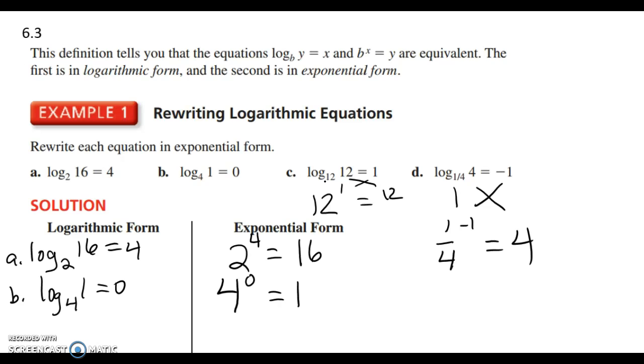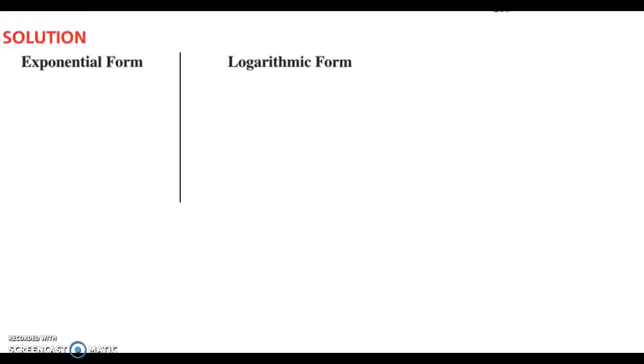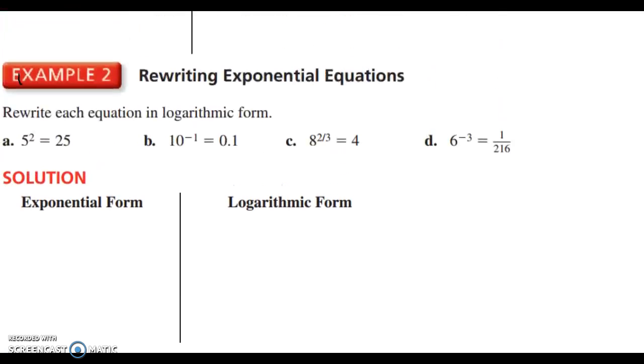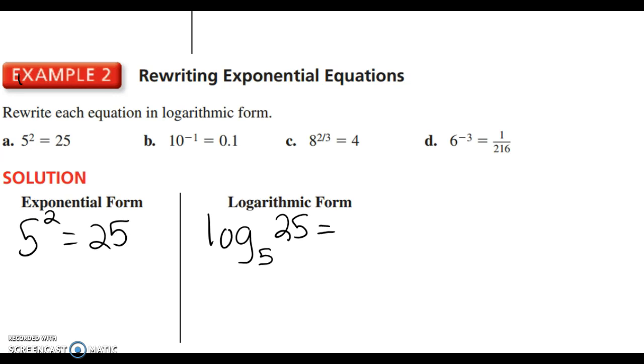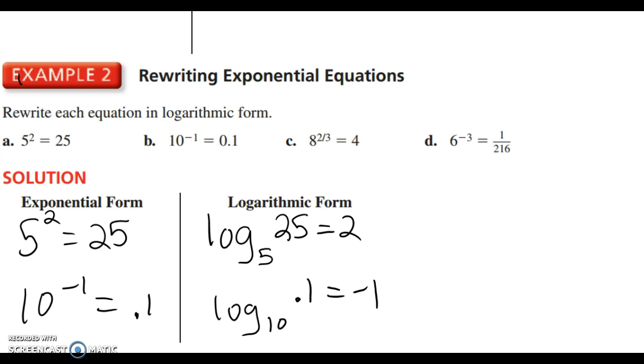Now let's look at example 2, where we're going to rewrite the other way. So in example 2a, we have our exponential form, 5 squared equals 25. So for logarithmic form, write the word log, your base is the first number 5, and then you're going to swap the 2 and the 25. For b, our exponential form is given, so write log, keep the first number the same, and you actually drop it down a little bit lower, and then swap the 0.1 and the negative 1.